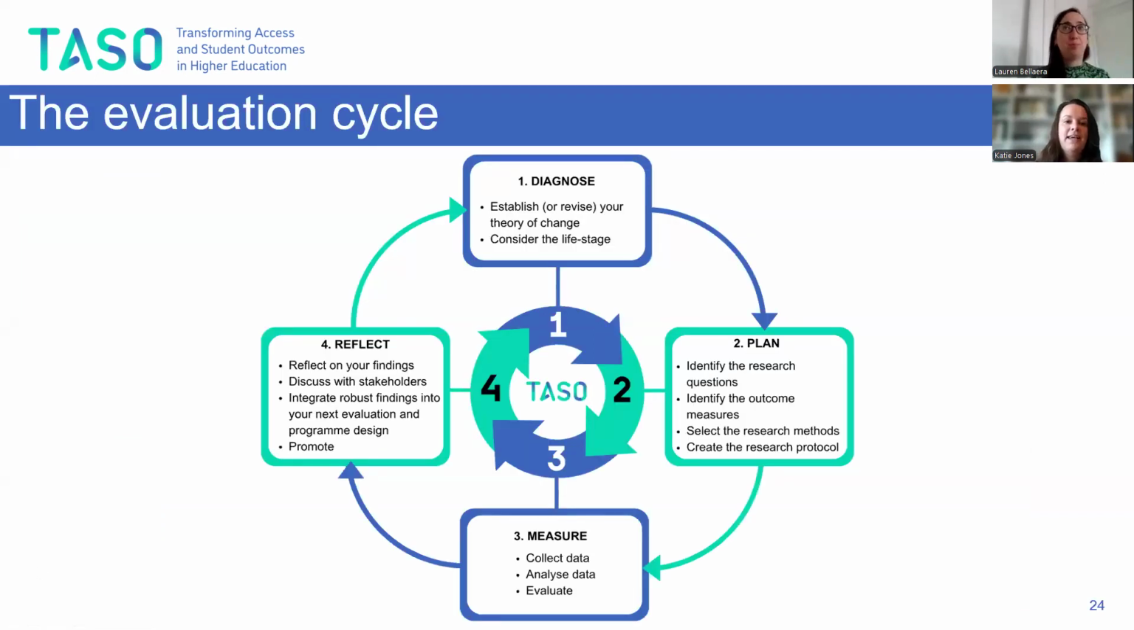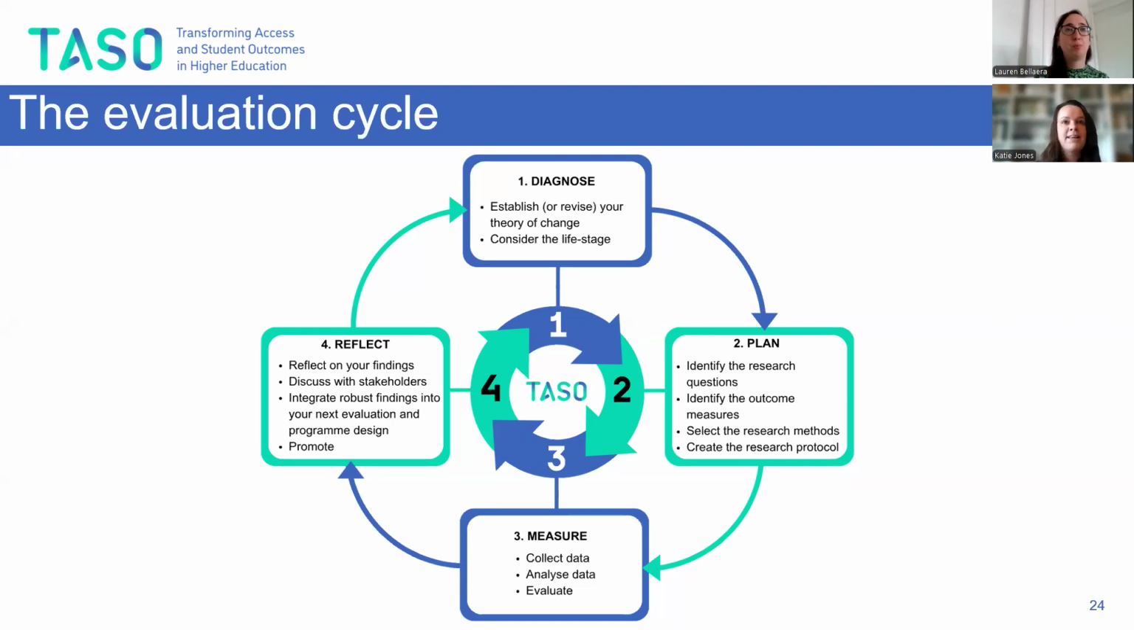Essentially, as with any kind of evaluation, you'll be working your way through the evaluation cycle. So this is Tase's evaluation cycle, where you start with phase 1, which is diagnose, and you are creating your theory of change, which is essentially your logic model outlining how your intervention is going to cause that direct impact on an outcome or outcomes of interest.